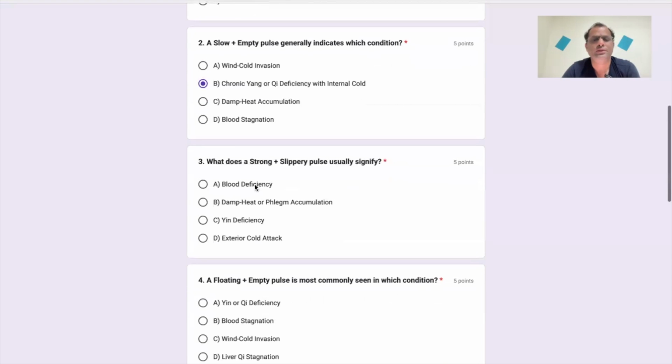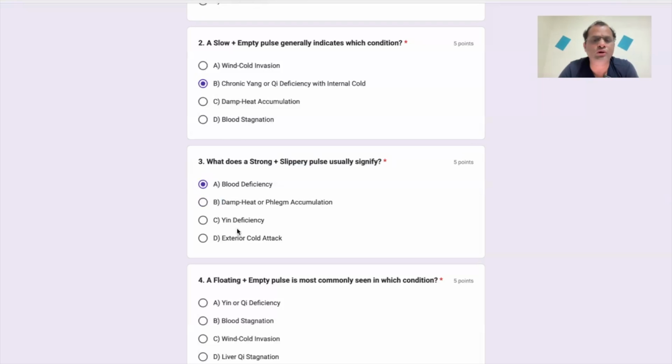Question number 3: what does a strong and slippery pulse usually signify? So first, what is slippery? Slippery means phlegm accumulation, damp heat and phlegm. Slippery means dampness. Slippery means some pearls rolling under your finger. That is the meaning of slippery, and that is the meaning of dampness.